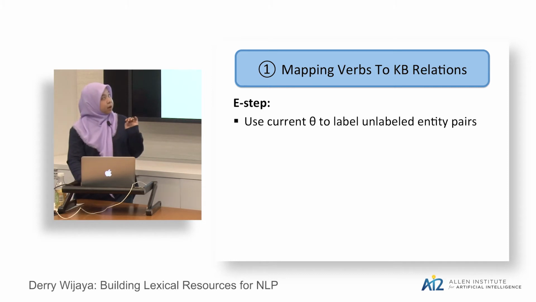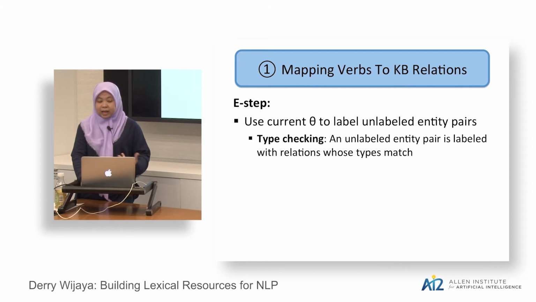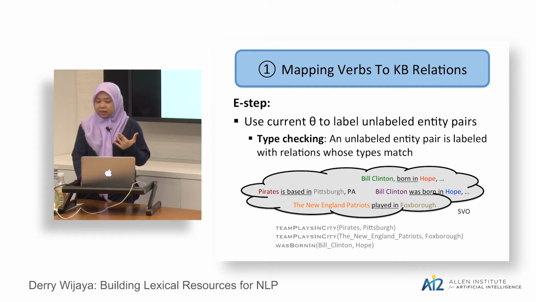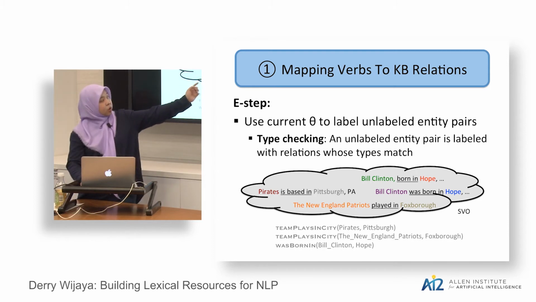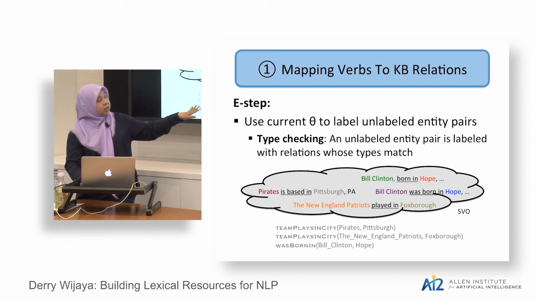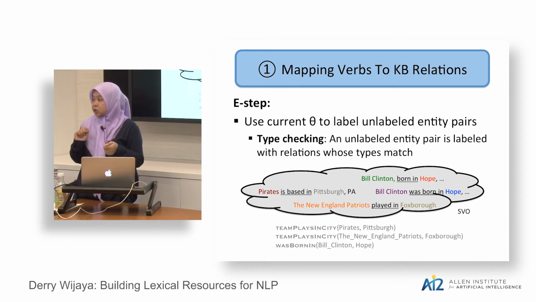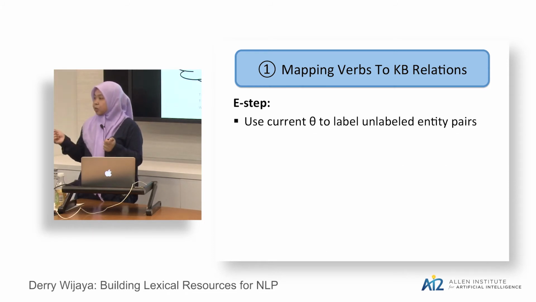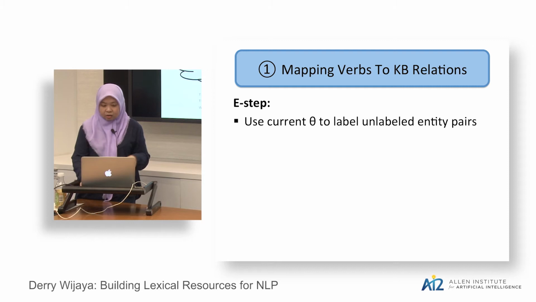In the expectation step, we use the current classifier to label unlabeled entity pairs. And we use type checking as an additional constraint, so that for an unlabeled entity pair, such as Bill Clinton born in Hope, we map it to the relation whose domain and range match the subject and object types of this entity pair.